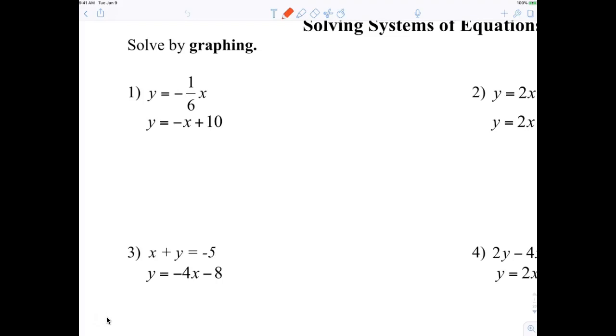Now, go to Window for me. No, let me explain it. Go to Window. I need the X maximum increased. So instead of X max equal 10, I want you to change it to a 20.